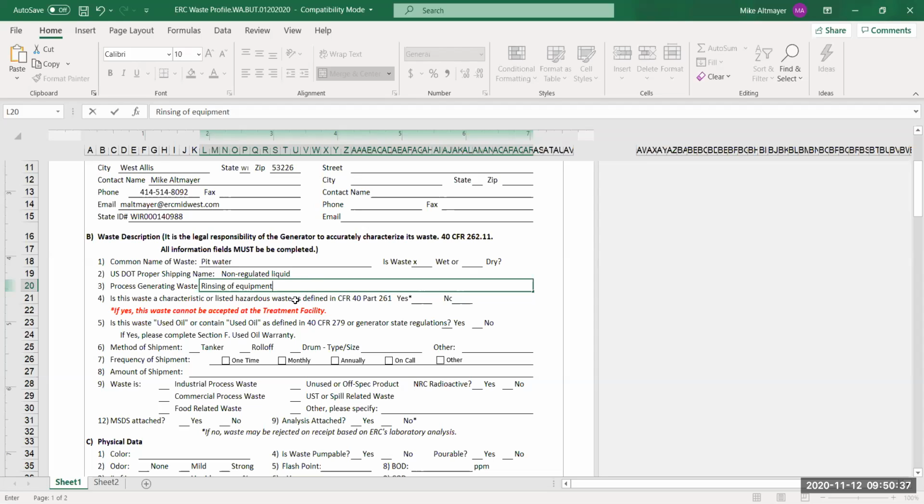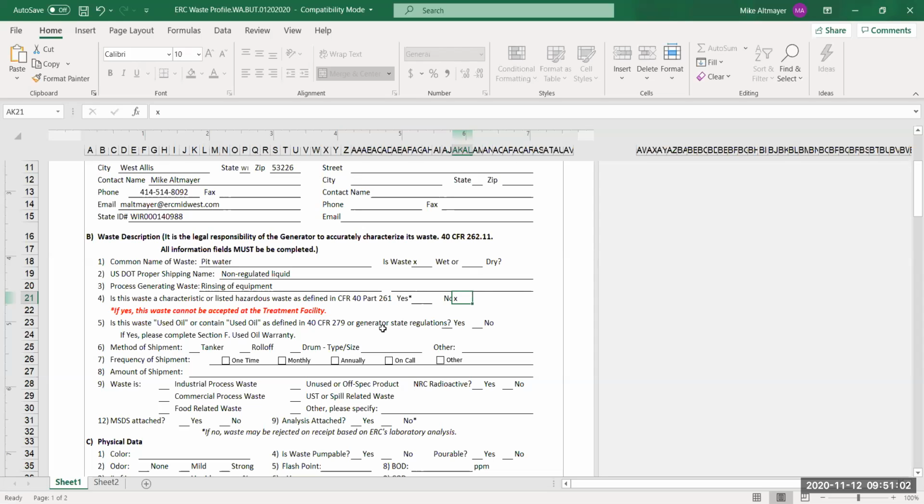Number 4, is this waste characteristic or listed waste as defined in 40 CFR Part 261? We cannot accept hazardous waste, so this always has to be checked no. Assuming that is the case, if you would check this yes, then you should stop filling out the profile right at this point and go to a hazardous waste profile through Tredebi or whatever hazardous waste outlet you can use.